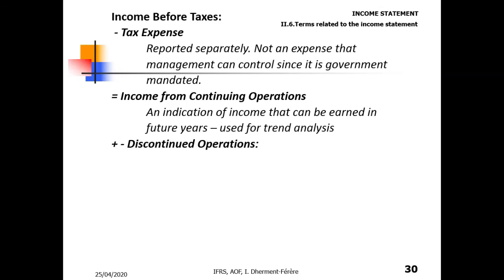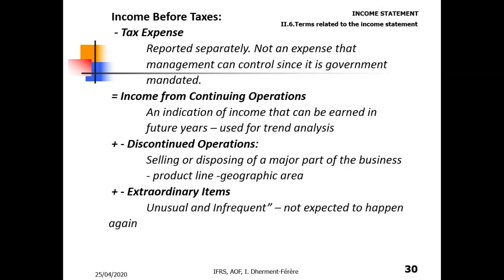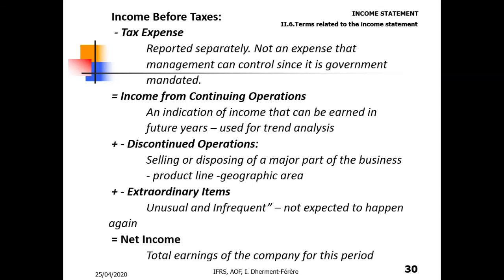Discontinued operations: selling or disposing of a major part of the business, such as a product line or geographic area. Extraordinary items: unusual and infrequent, not expected to happen again. Net income: total earnings of the company for this period.